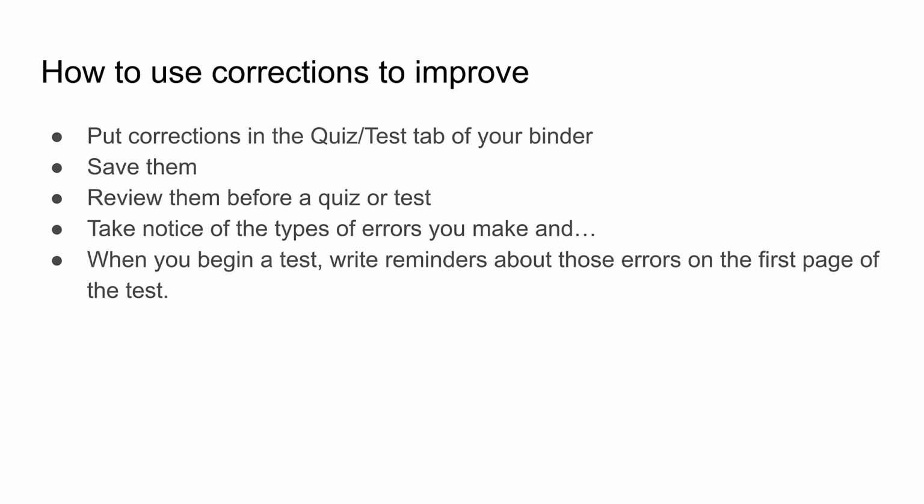As you review them, try to notice what types of errors you make commonly, and once you notice those, when you begin a test, write reminders about the big ones, the ones that you do all the time, maybe 2 or 3 of them. Write reminders on the first page of the test before you begin it, and that way you'll have them in your mind, and as you take the test, you can think about strategies to avoid those types of errors.